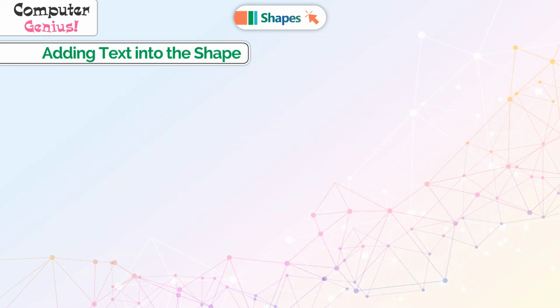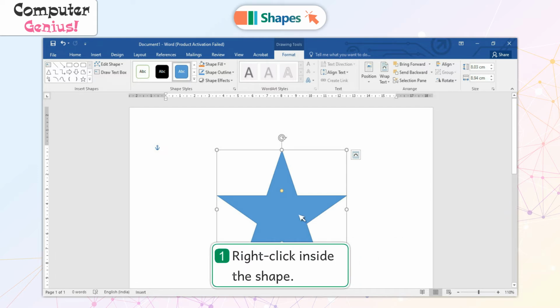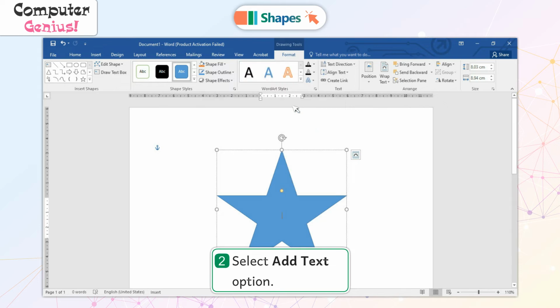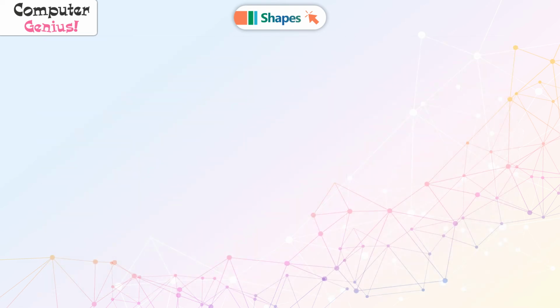Adding text into the shape. Word allows you to write text inside a shape. To do so, follow the given steps. 1. Right-click inside the shape. 2. Select Add Text option. 3. Type the text and then click anywhere on the screen outside the shape.